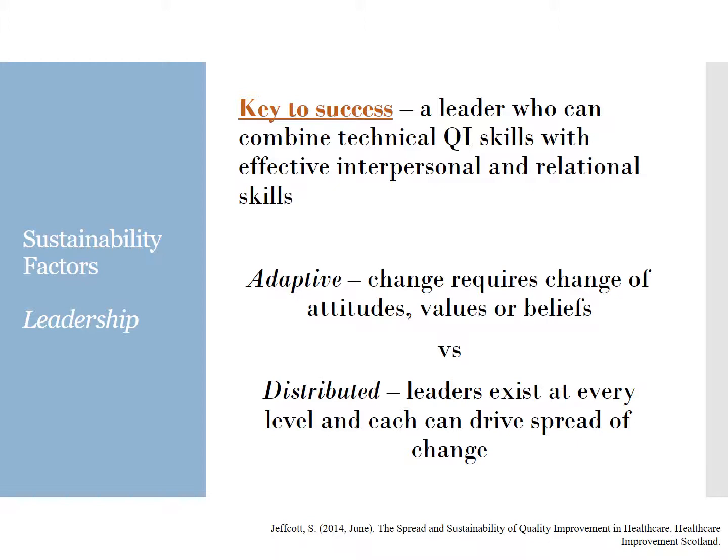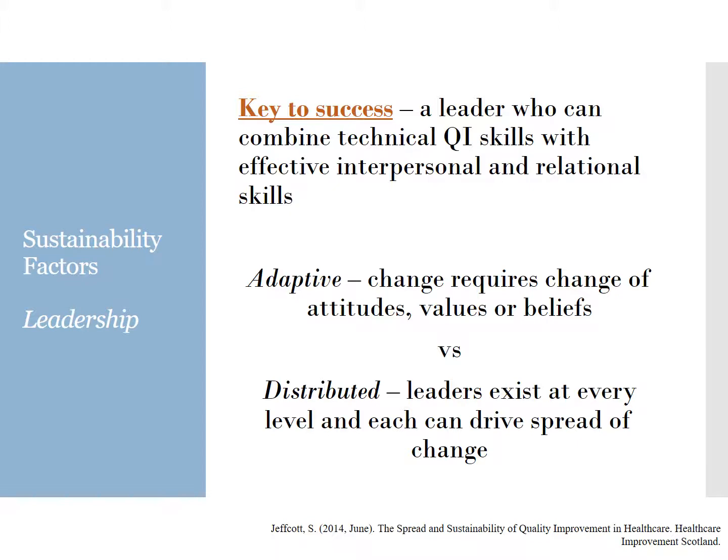While I realize that we're just starting our improvement journey, it's helpful to think of the endpoint in mind as we begin, so we build sustainability factors in from the start, one of which is leadership. One key to success is having a leader on your core quality improvement team or even higher up, especially on the ground, who can combine the technical quality improvement skills with those skills that are needed to help manage people during an improvement effort, having effective interpersonal and relational skills.